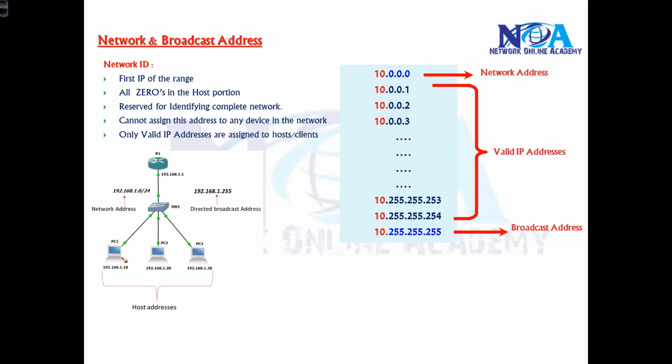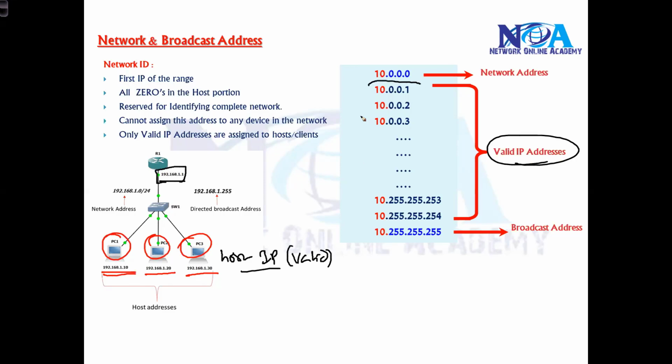Which means, let's say this is my LAN and I'm assigning an IP to each and every device. For this device, I'm saying 192.168.1.10, 1.20, 1.30. And I'm also assigning some IP to my router, 1.1 let's say, on the interface. Now these are individual host IP addresses, or we can say the valid IP addresses. So the valid addresses you can use for any device in the network.